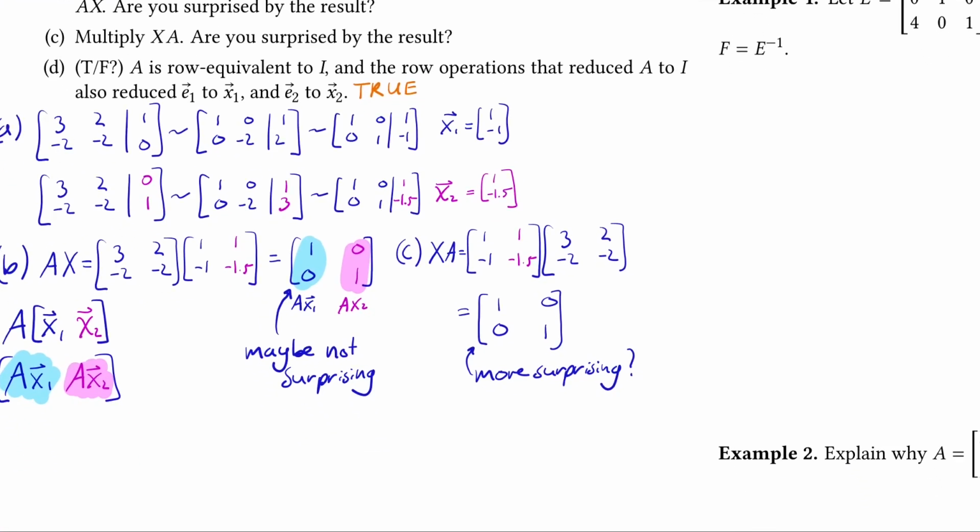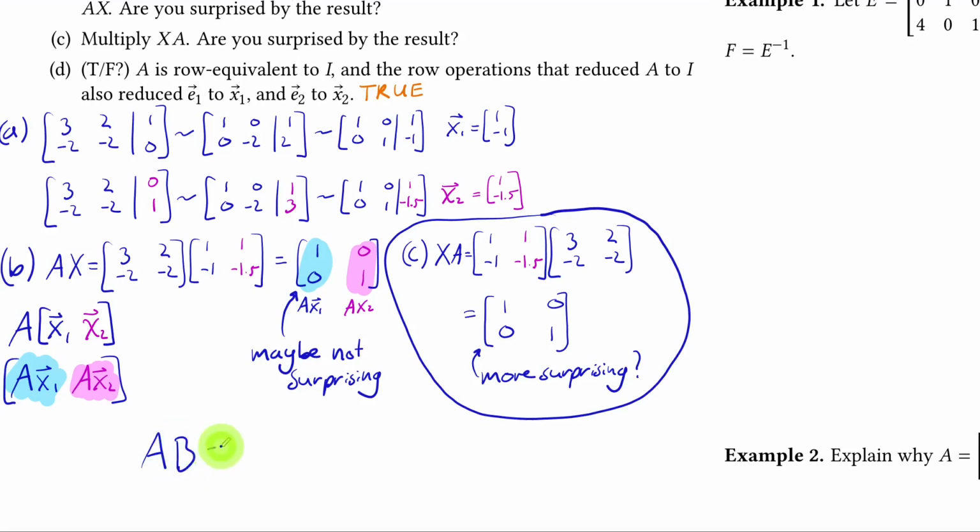Now part C, when you multiply in the other order, turns out to be the same thing. Remember, in the last section, when you do A times B, you usually don't get the same thing as B times A. But in this case, you do. So maybe that's more surprising.